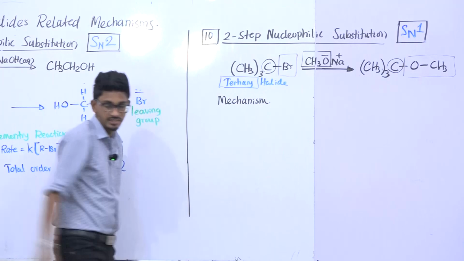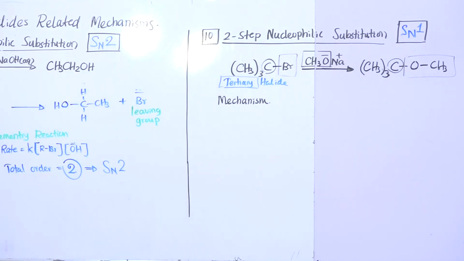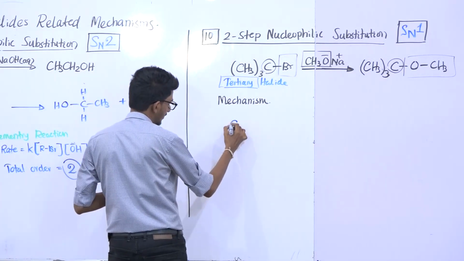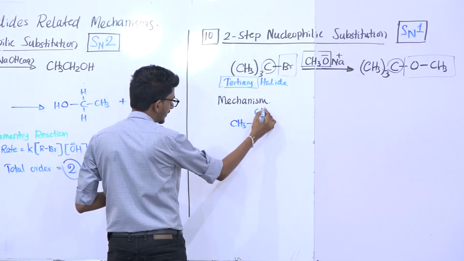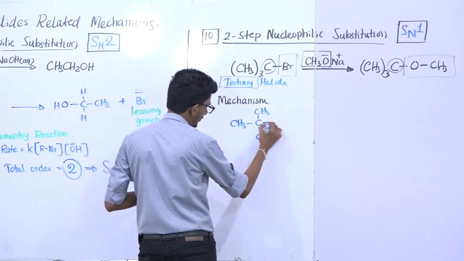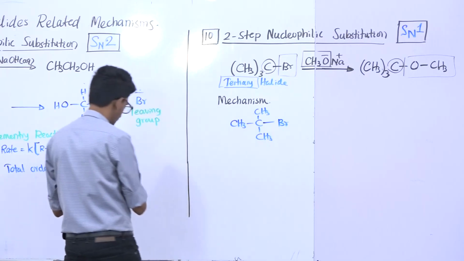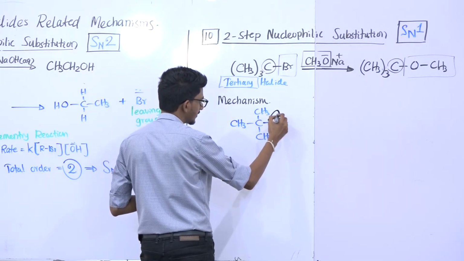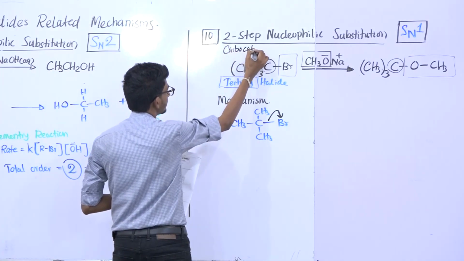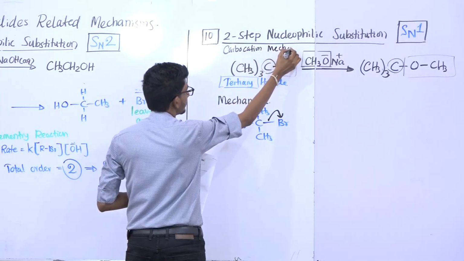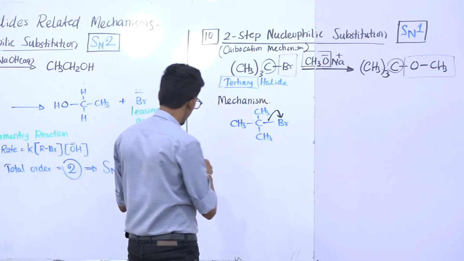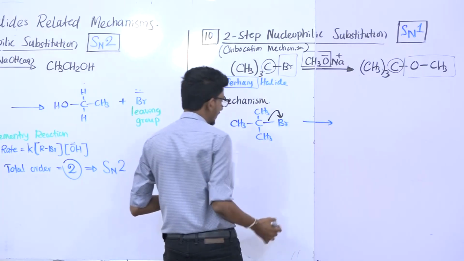That is why tertiary guys prefer the two-step mechanism while the primary guys won't. The formation of a more stable carbocation, right? So tertiary guys are able to form a stable carbocation. That is why they prefer the two-step mechanism, which is also referred to as the carbocation mechanism. That is why the tertiary guys follow the carbocation mechanism, because they are able to form a stable carbocation by releasing the leaving group.